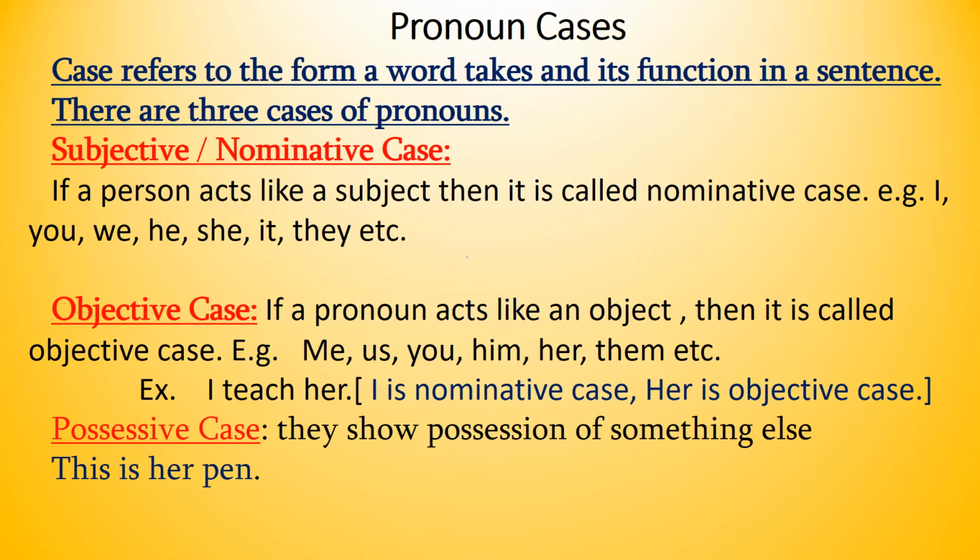Let's take an example. I teach her. Here I is a pronoun which is the subject of the sentence. So I is nominative case. While her is also a pronoun but it acts as an object. So her is objective case. Possessive case, they show possession of something else. For example, this is her pen. So the word her is in possessive case.